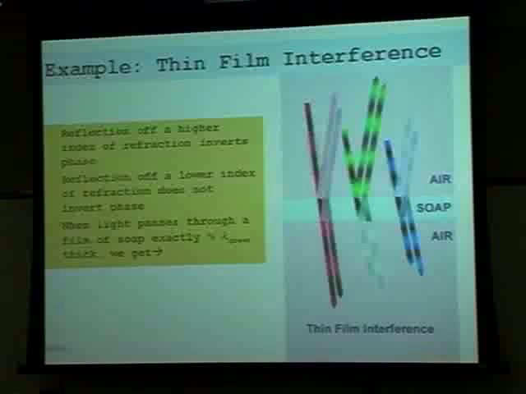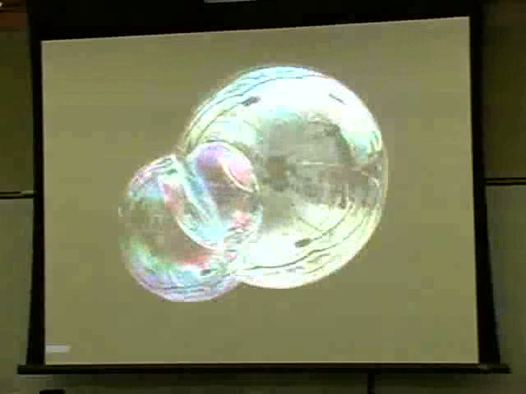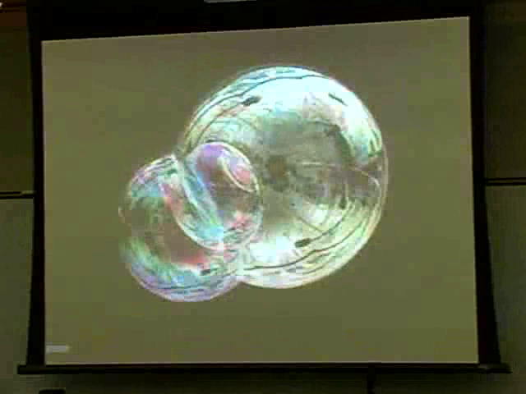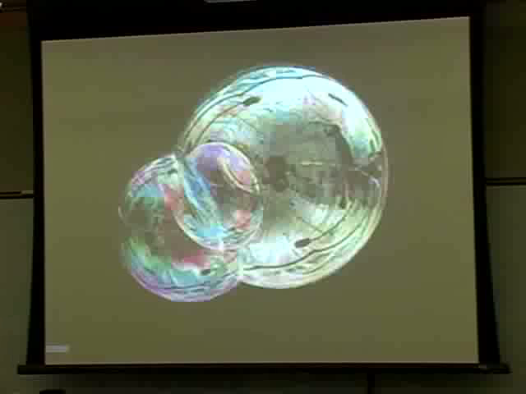For instance, here's a soap bubble, and you see all sorts of colors because the thickness of this bubble is very thin, but it's changing. So at different points, you have constructive interference of different colors, and hence you get this kind of iridescence of different colors of the rainbow at different thicknesses of the soap bubble.